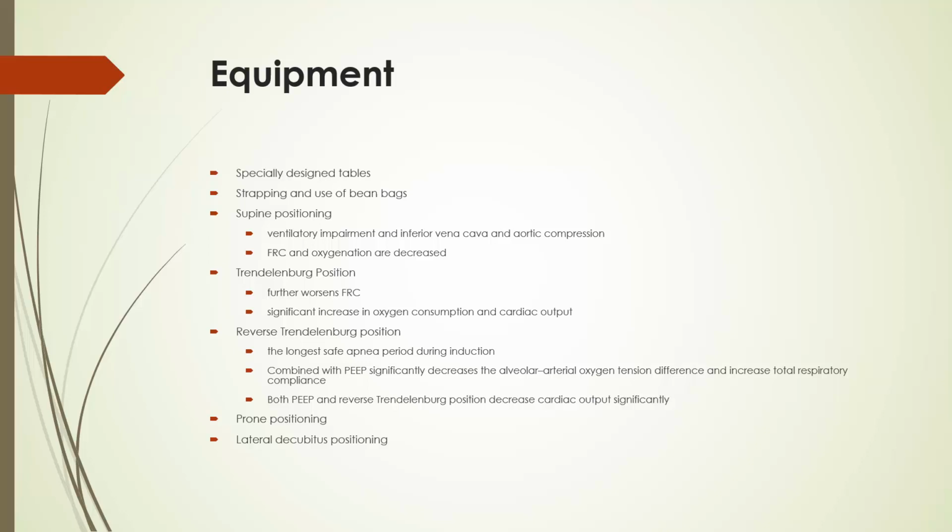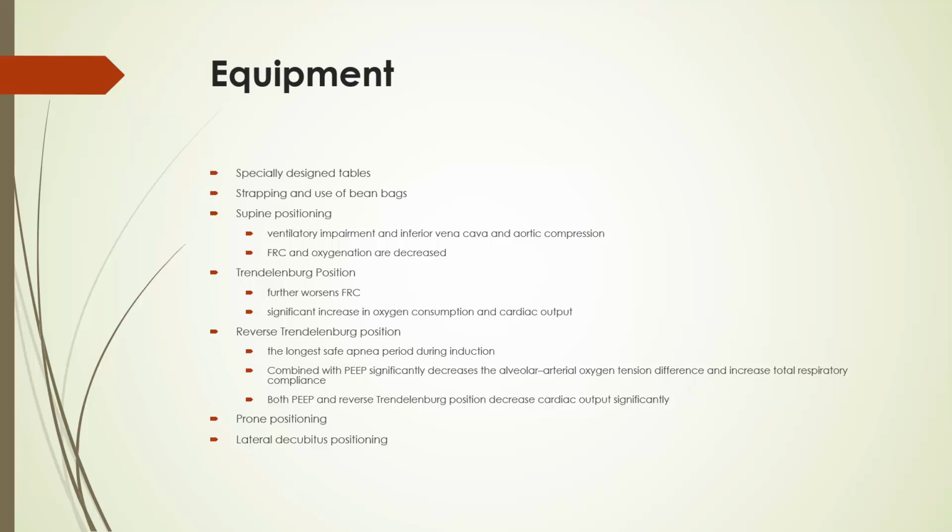Strapping the obese patients to the OR table in combination with the bean bags helps keep them from falling off the OR table, and this can be a huge problem in the laparoscopic or Da Vinci rooms. Supine position causes ventilatory impairment and IVC and aortic compression in obese patients. FRC and oxygenation are decreased with supine position, as you know.